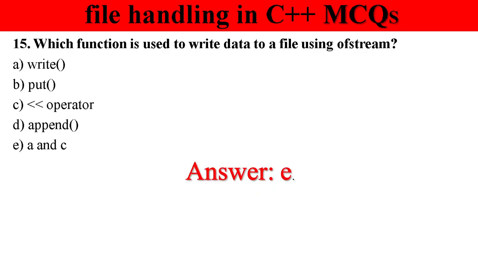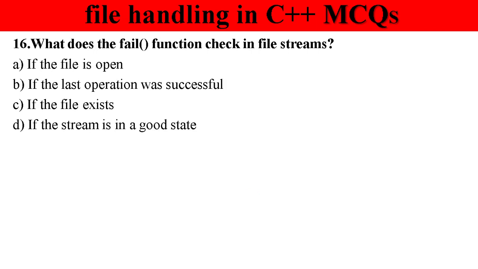The correct answer is E. Question number 16. What does the file function check in file streams? A. If the file is open. B. If the last operation was successful. C. If the file exists. D. If the stream is in a good state.